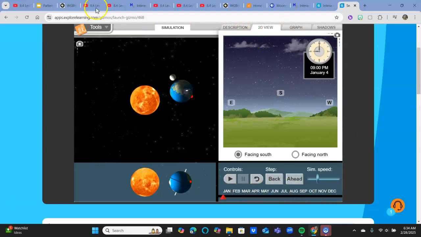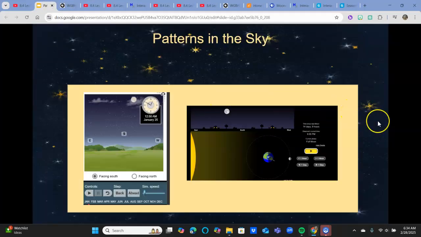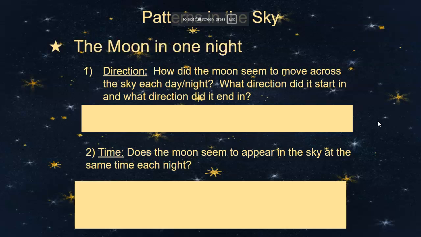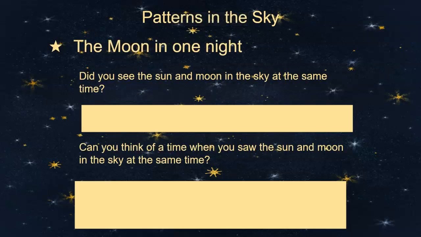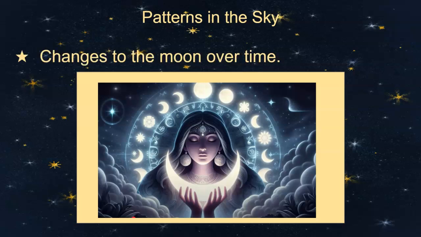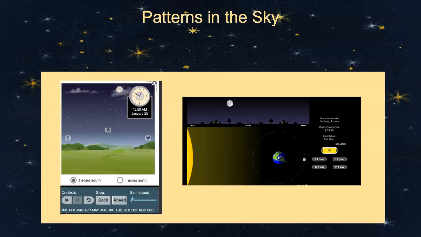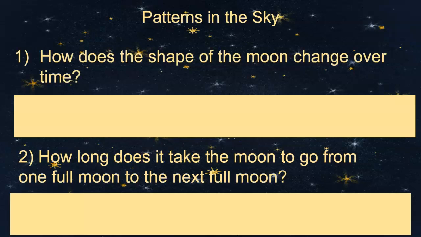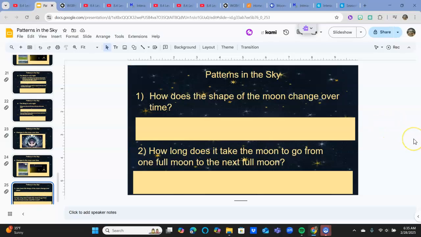Okay, so that is Patterns in the Sky. Two other resources you can use for one day: the moon in one day or one night. You're answering that. And then the moon over longer, changes to the moon over time. Here we're going to be looking at shapes. We're going to look at this. You can use the same too. The video is not helpful for changes in the shape of the moon. These two are. You can use either of those and then answer these questions. And then finally, you are done.